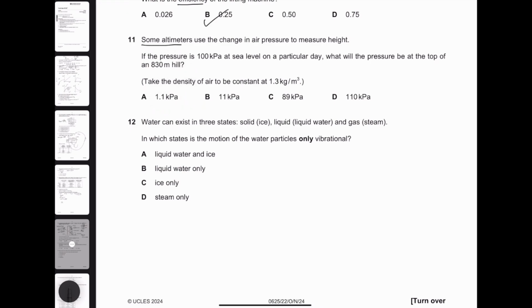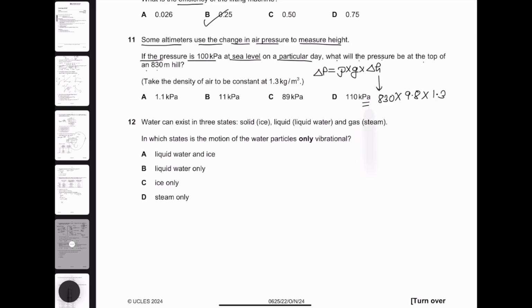Some altimeters use the change in pressure to measure height. If the pressure is 100 kilopascals at sea level on a particular day, what will be the pressure at the top of an 830-meter hill? All right. Now, in order to solve this, you need to use the formula: change in pressure is equal to density times gravitational field strength times change of height. The change of height that is taking place here is 830. What is g? Let's take it as 9.8. What is the density? 1.3.